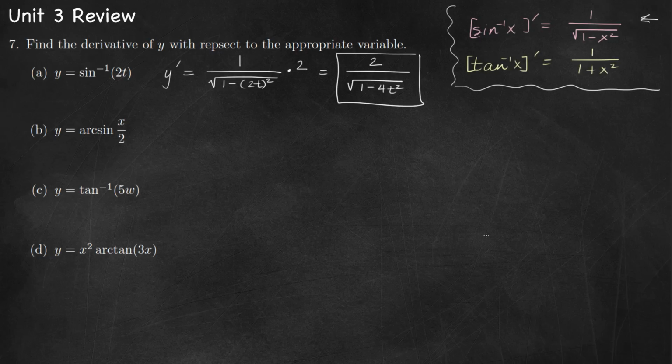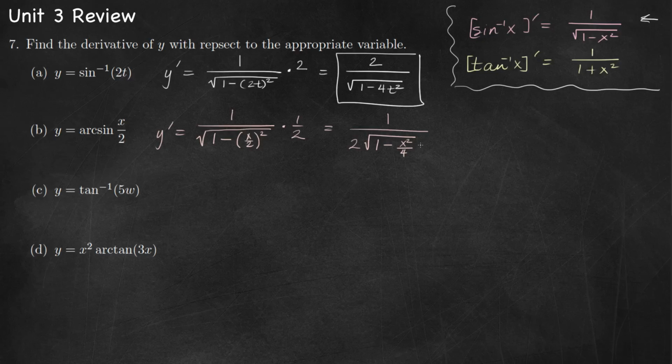Part B. y equals arc sine of x over 2. So we want to find the derivative of sine inverse of x over 2. So our derivative is 1 over the square root of 1 minus the stuff squared times the derivative of the stuff. The derivative of x over 2, think of x over 2 as 1 half x. So the derivative of 1 half x is 1 half. And simplifying that, we have a 1 in the numerator. I can move my 2 to the front of my denominator, and then I have the square root of 1 minus x over 2 squared, which is x squared over 2 squared, or x squared over 4.